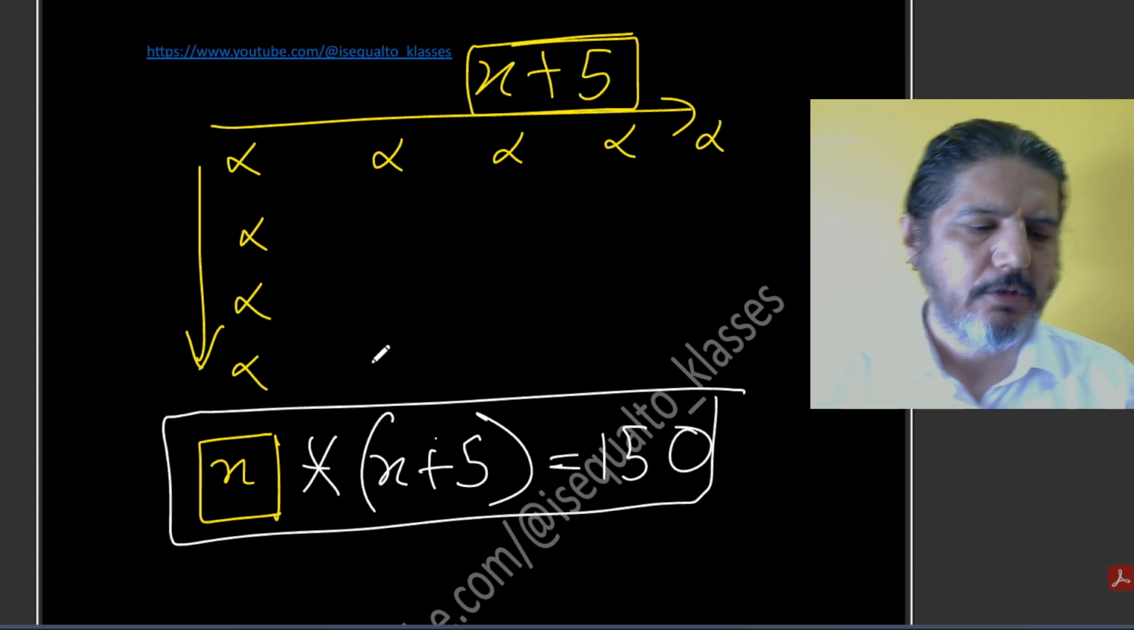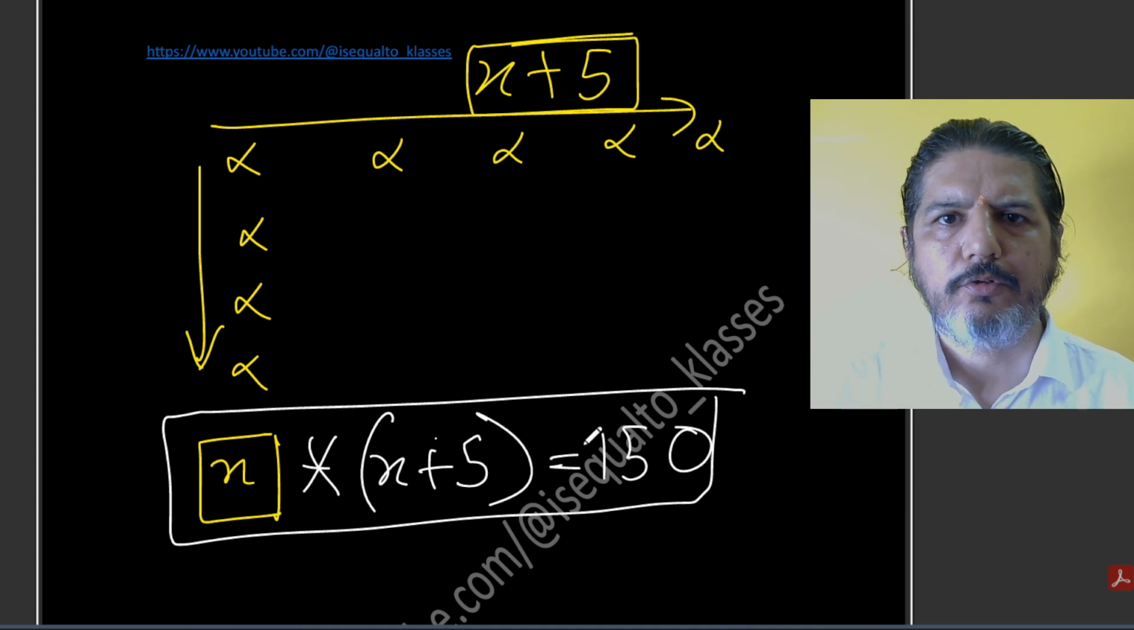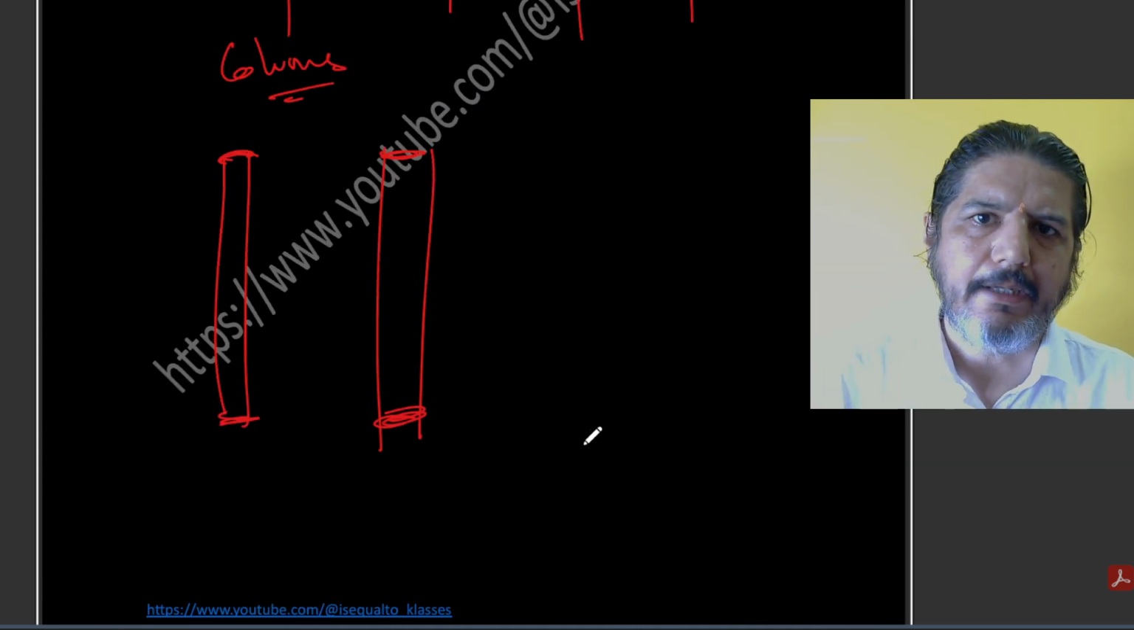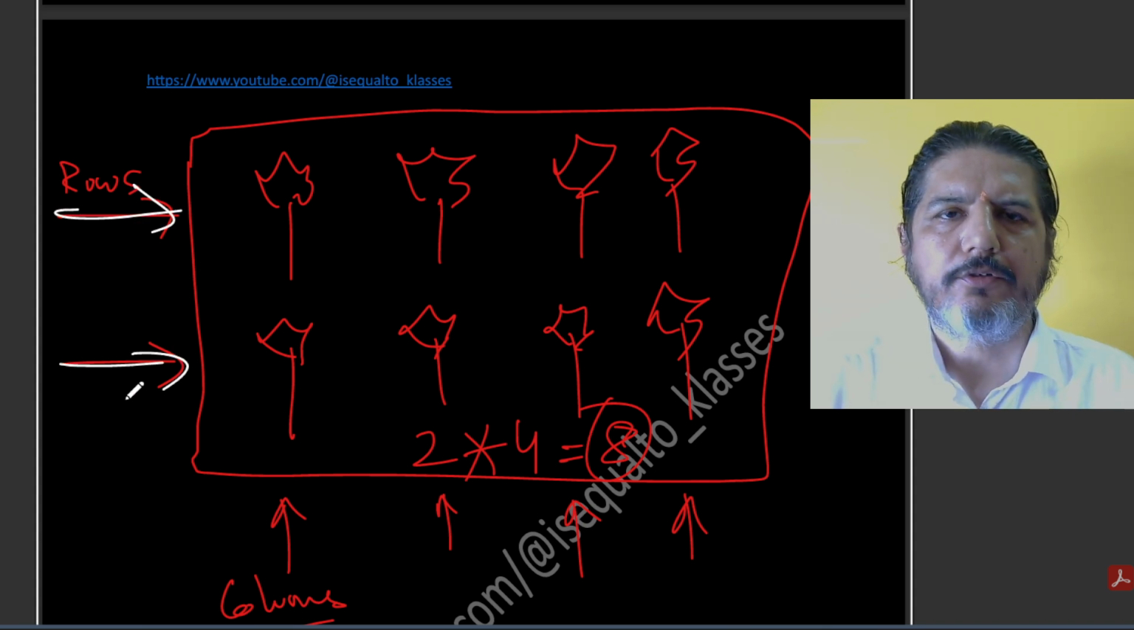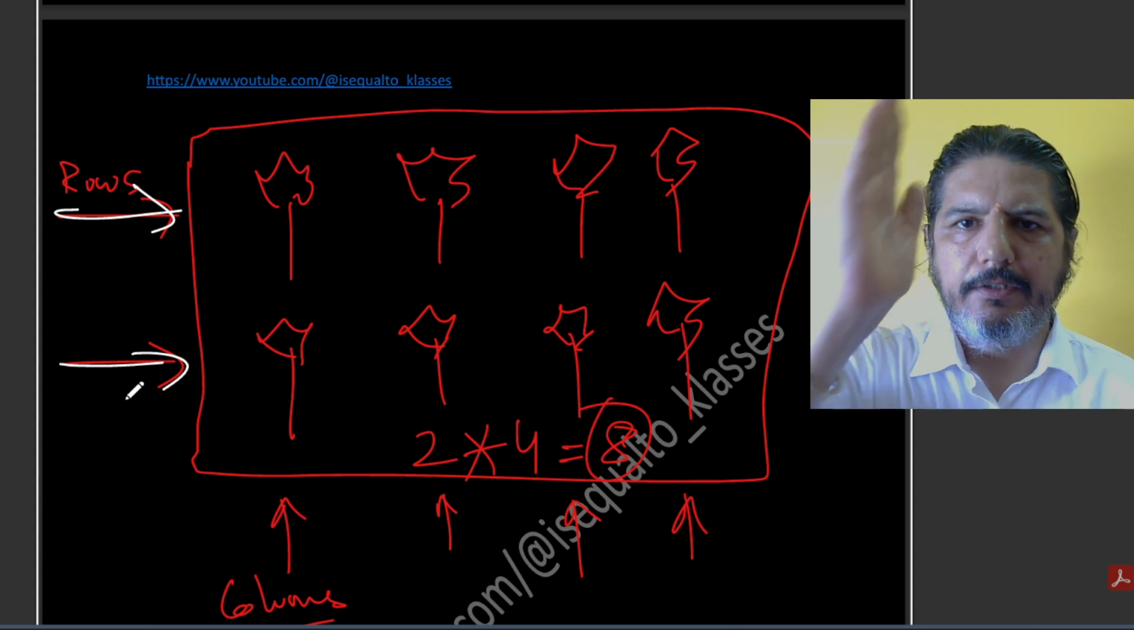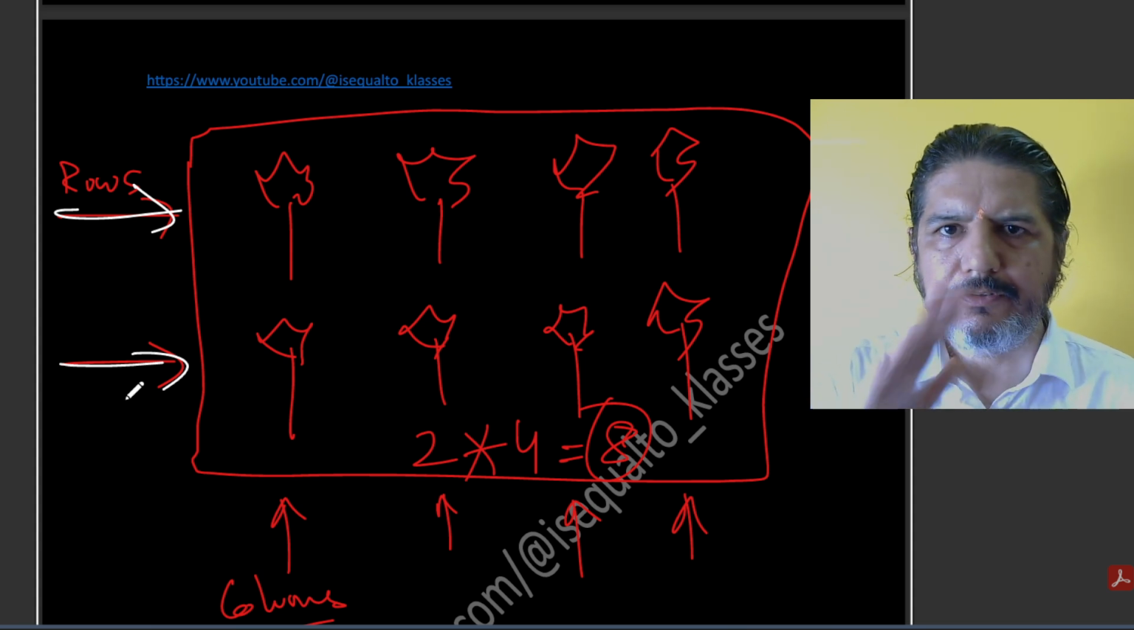Would be equal to 150 orange trees. I hope you have understood what I am saying. So let me recap, because few of you might not have understood. First thing that we understood was that these horizontal things are called rows and these vertical things are called columns. That's the first thing.